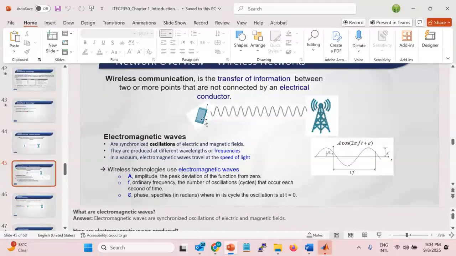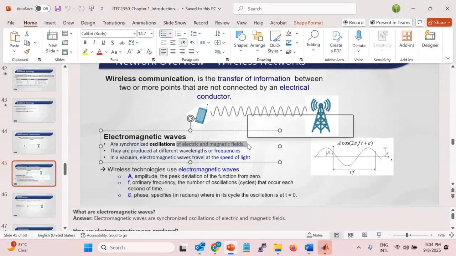So the wireless signal which is transmitted between the mobile station and base station is an electromagnetic wave. It consists of electric field and magnetic field, and both are orthogonal to each other, with a right angle between them. So they are synchronized oscillations of electric and magnetic field.